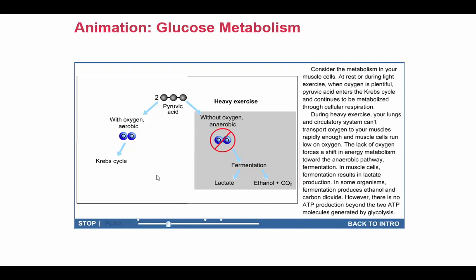In muscle cells, fermentation results in lactate production. In some organisms, fermentation produces ethanol and carbon dioxide. However, there is no ATP production beyond the two ATP molecules generated by glycolysis.